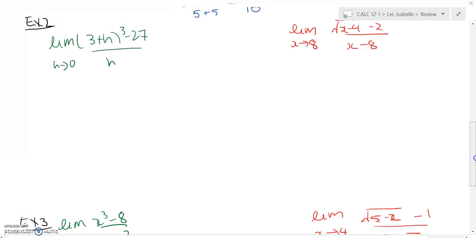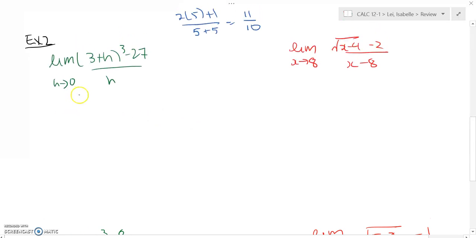Another example down here, so we have the limit as h approaches 0 of 3 plus h all cubed minus 27 all over h. So once again, if we directly plug in h, we will get it over 0, so we can't take the limit of that. So we have to try and factor it out so that the h crosses out somehow. So we know that we can expand this out. So let's start off by expanding 3 plus h cubed.